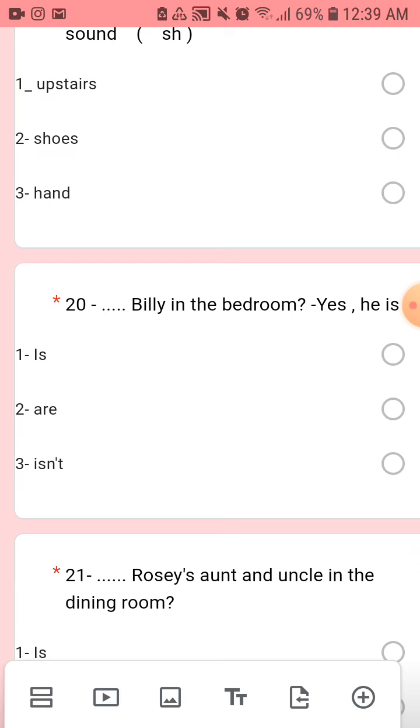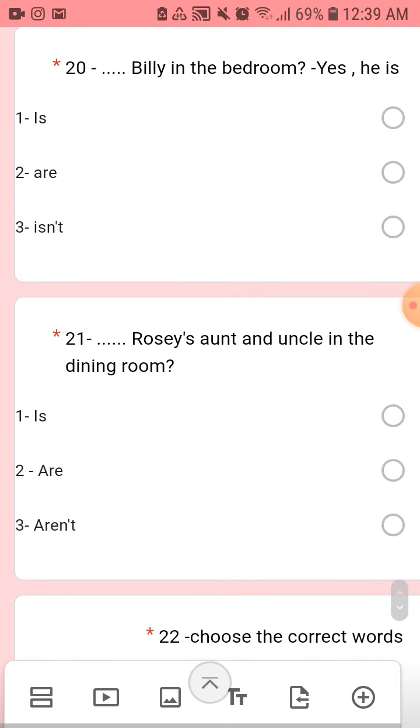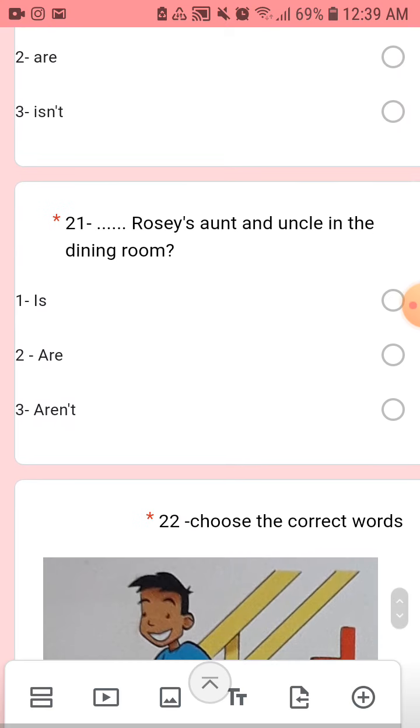Question 20. Blank in the bedroom. Yes, he is. This is a question. What do I have to choose? Billy in the bedroom. Yes, he is. Number 1 is, number 2 are, number 3 isn't.